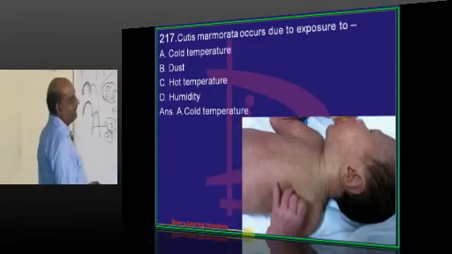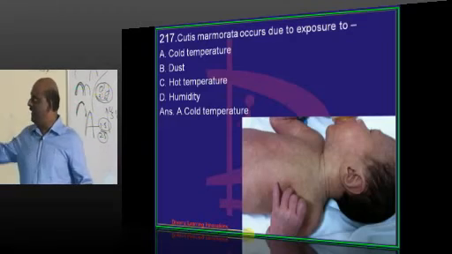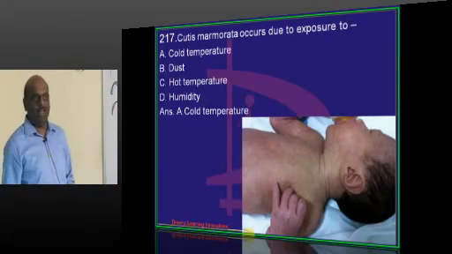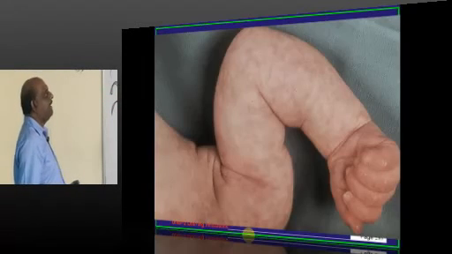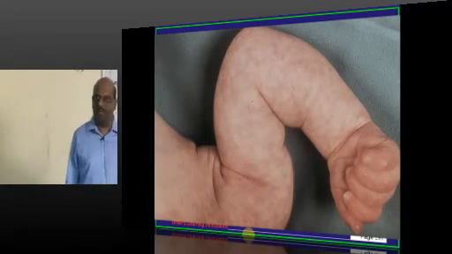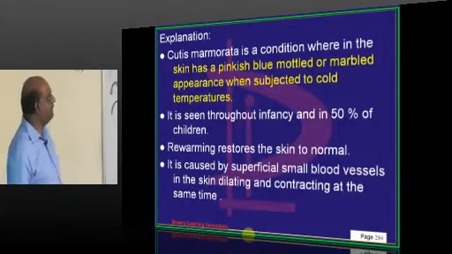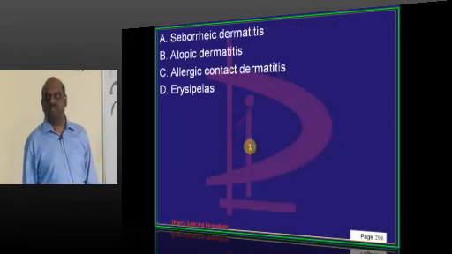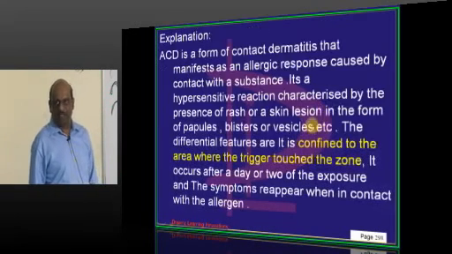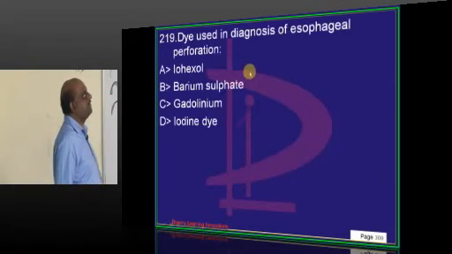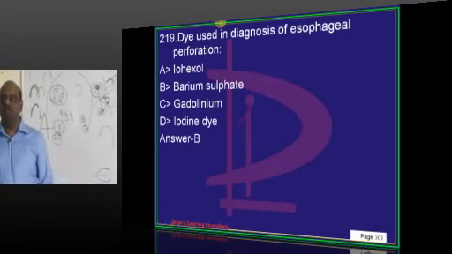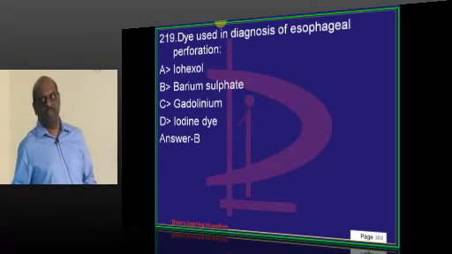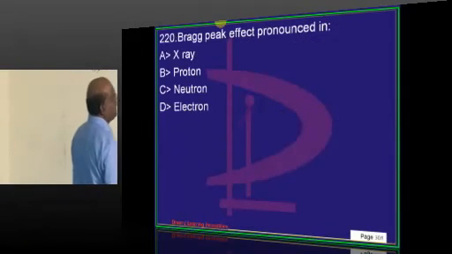Cutis marmorata, typically in the newborn child, if he is being exposed to the air conditioning of the intensive care unit, suddenly he will develop an appearance like a fish, which is called cutis marmorata. It's a reversible situation, nothing to worry. Once you warm the baby properly, he will become alright. Child has asthma and a lesion like this, which is suggestive of allergic contact dermatitis, especially the asthma history is the one which is suggestive. Esophageal perforation, to detect it, you look at the leakage of the barium sulfate, which is considered to be a safe radio contrast agent you can use to detect.